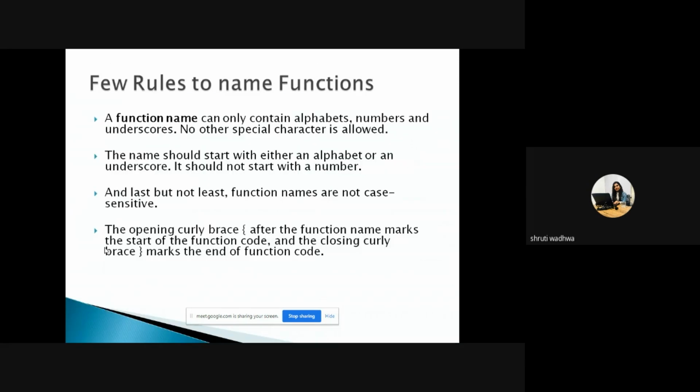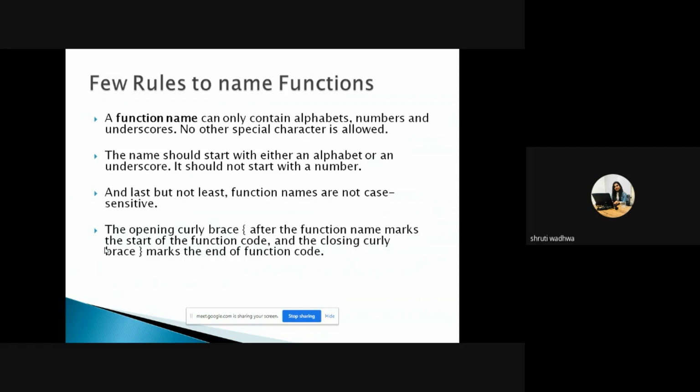There are a few rules you have to follow when naming a function. The first is that the name can only contain alphabets, numbers, and the underscore. No other special character is allowed. And the name should start with either an alphabet or an underscore. It should not start with a number, as we have the same rules in other languages also. And these are not case sensitive, right?